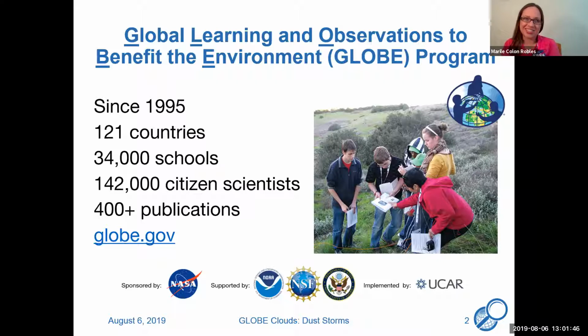I see some GLOBE teachers online today, so thank you so much for joining. GLOBE stands for Global Learning and Observations to Benefit the Environment. It's been around since 1995. It's NASA's largest and longest running citizen science or volunteer science program. There are 121 countries involved, 34,000 schools, over 140,000 citizen scientists involved with the GLOBE Observer app, and a number of publications. So this is one of the work with the dust program that we want to use. We're working directly with researchers to better your situation, but also hopefully to produce some research publications as well.